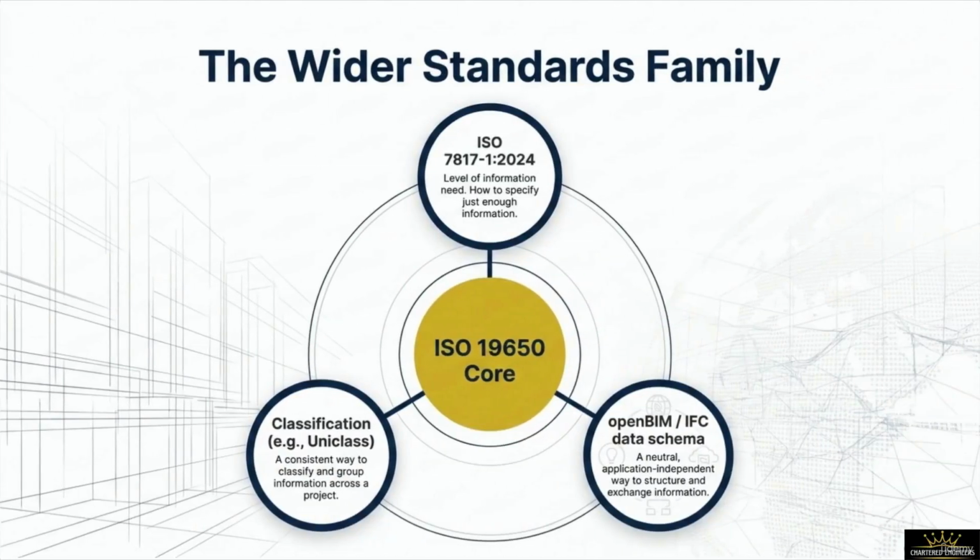To achieve flawless digital delivery, you must recognize that ISO 19650 does not operate in total isolation. It functions as the central command engine of a much wider standards family. Let's map out the 3 primary satellite systems that surround our core process engine. To our left, we find classification systems, such as Uniclass. Classification provides a highly consistent, machine-readable method to group, sort, and tag information assets uniformly across an entire facility.